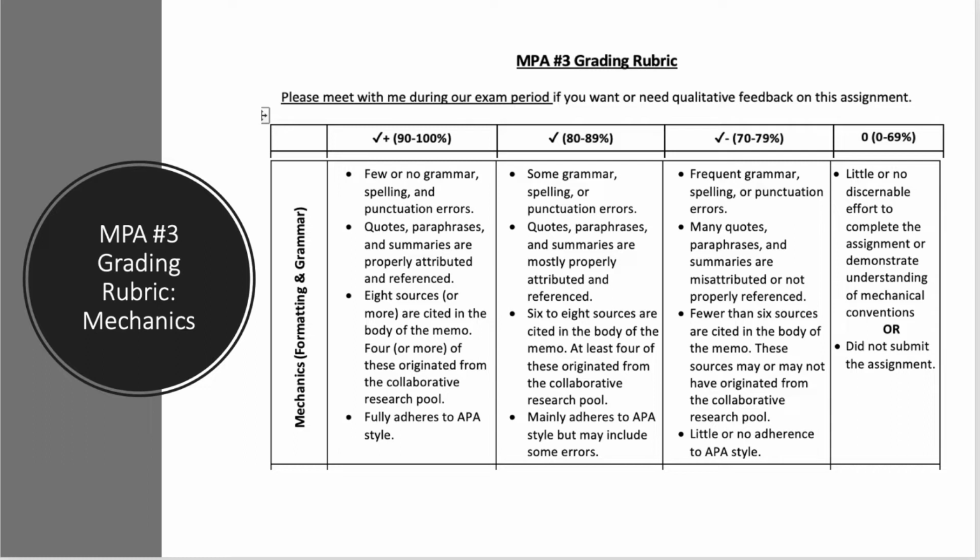Again, you should have 6 to 8 sources or more cited in the body of the memo. At least 4 of these sources should come from the collaborative research pool. These sources can be those you've contributed to the research pool or those that your partner or other students in the class have posted to the collaborative research pool.